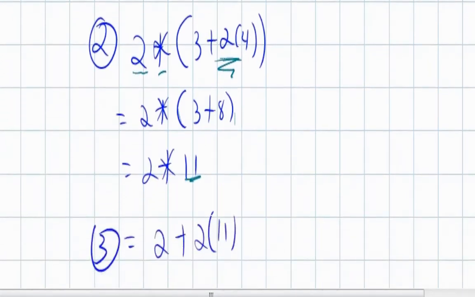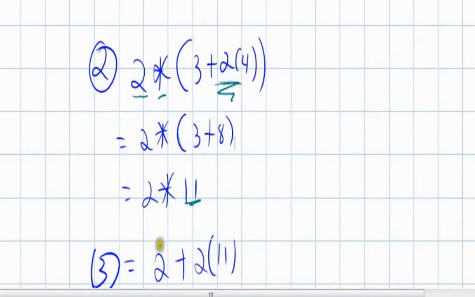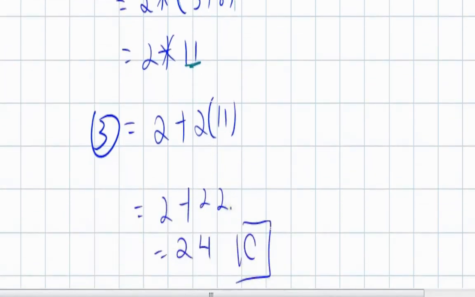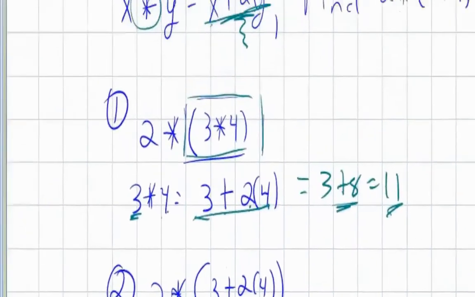So now I'm just going to do the same process again. I'm going to take 2 plus 2 times 11, because that's what this original process told me to do. So 2 times 11 is 22, and 2 plus 22 is 24. And that is option C.